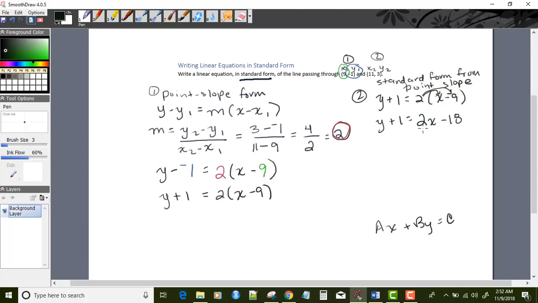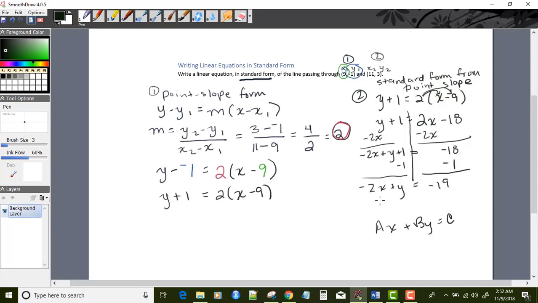And again, I need to have x and y on the same side, so I'm going to subtract 2x from both sides so that I can keep this equation balanced. I'll have -2x plus y plus 1 equals -18. 2x minus 2x is just 0. And I'm almost there. I have a plus 1 on this side. I need all my constants on the right side. So subtracting 1 from both sides, I'll have -2x plus y equals a -19.